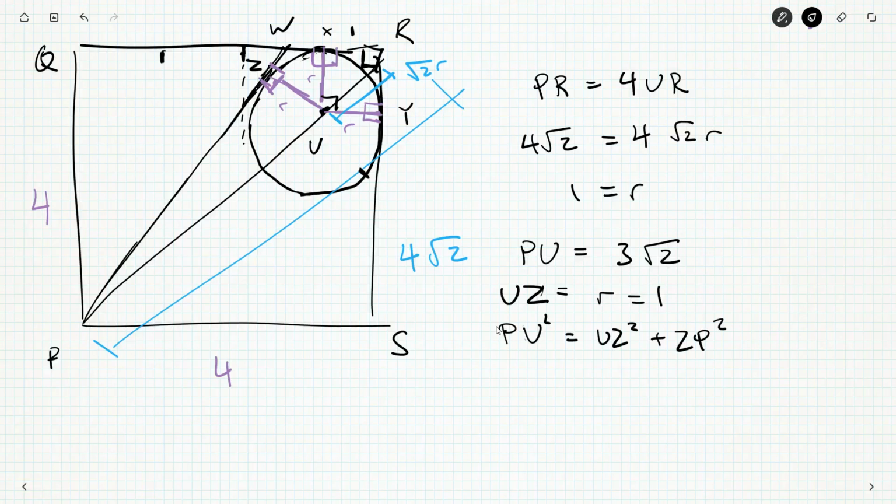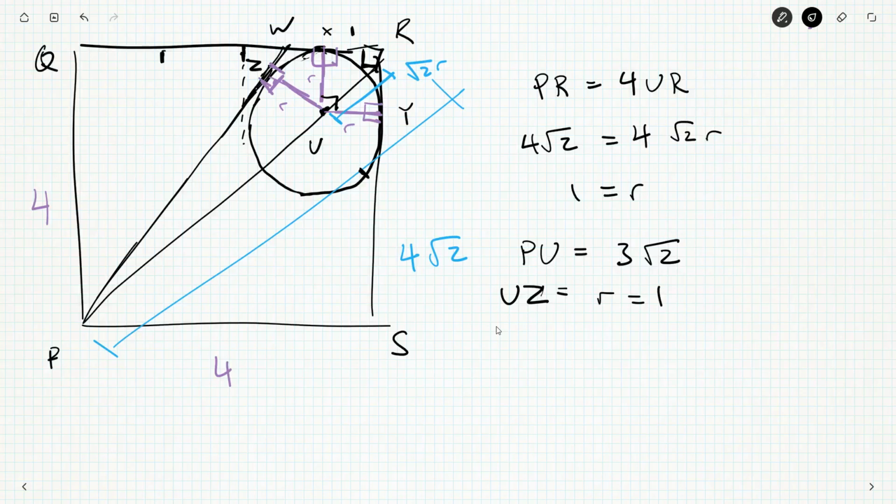And ZP is something I don't know. Do I need to know it? I sort of got wrapped up in calculating things out. How will knowing PZ actually help me? Don't think it will. We want PW. How can I figure out what PW is? I never stopped to think about that.